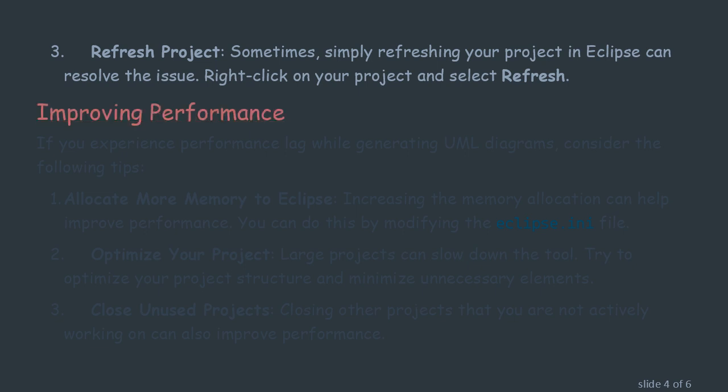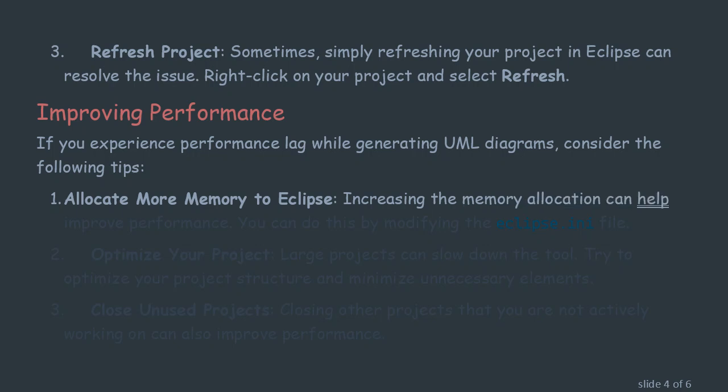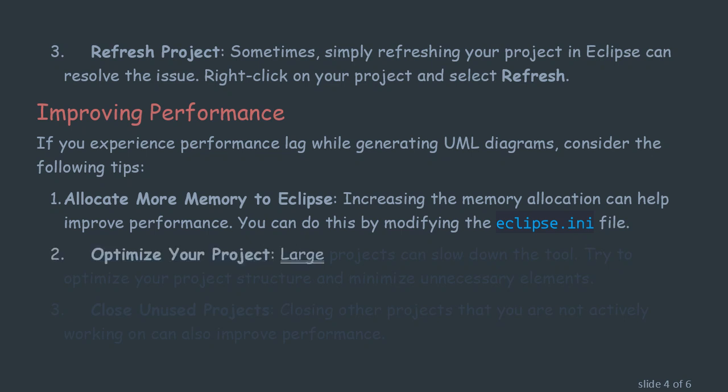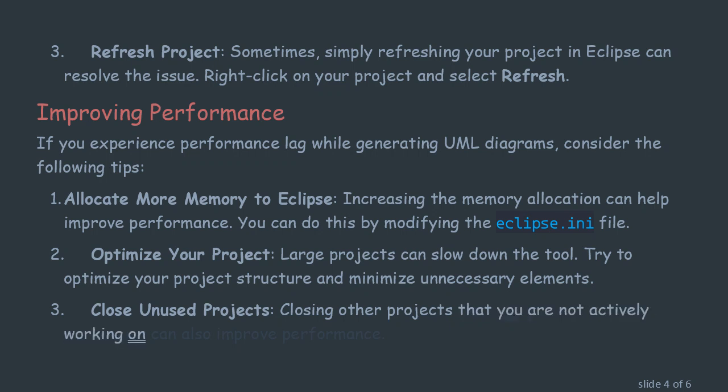Improving performance. If you experience performance lag while generating UML diagrams, consider the following tips. Allocate more memory to Eclipse. Increasing the memory allocation can help improve performance. You can do this by modifying the eclipse.ini file. Optimize your project. Large projects can slow down the tool. Try to optimize your project structure and minimize unnecessary elements. Closing unused projects. Closing other projects that you are not actively working on can also improve performance.